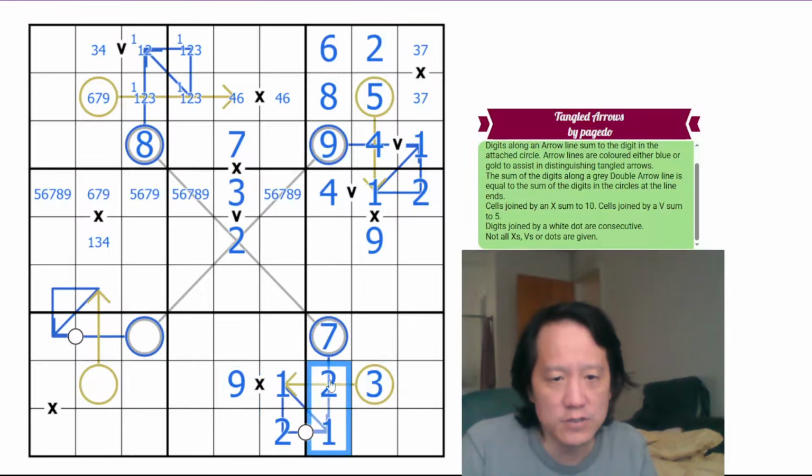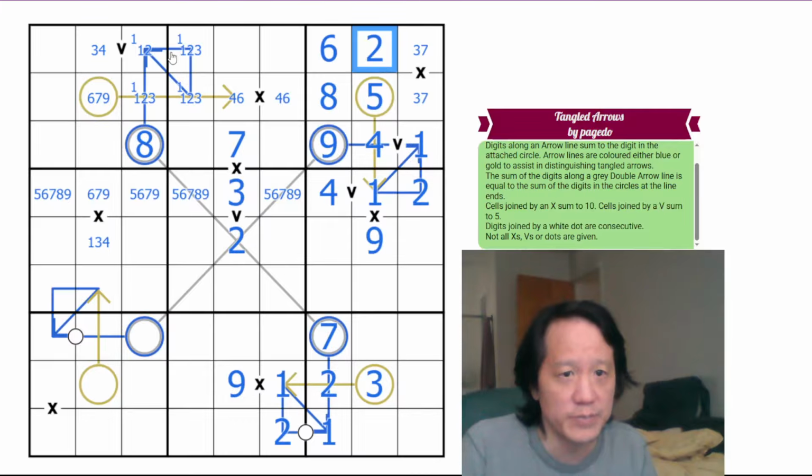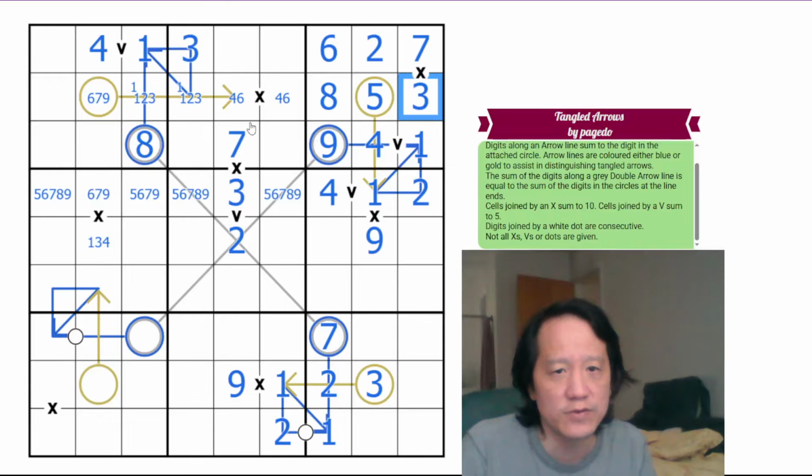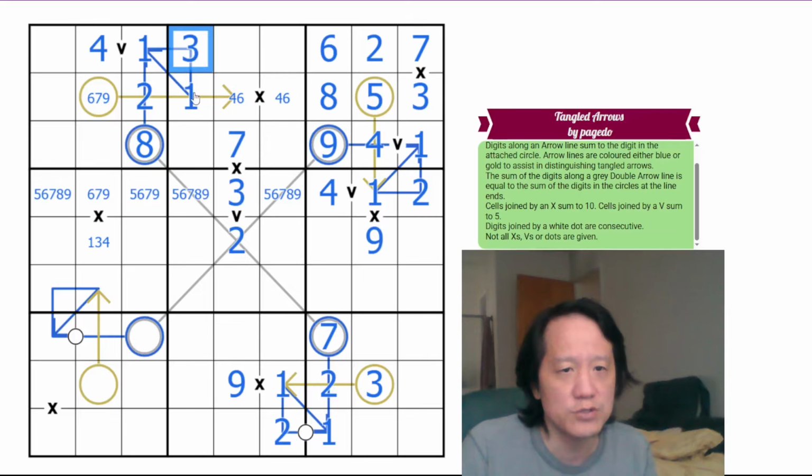So again, 1, 2, 2, 1, 2, 1, and 1 add up to 7. 2 eliminates 2 here, so this is 1. This can't be 1 or 2, so that makes that 3, which makes this 4. 3 eliminates 3 here, so it's 7, 3. This can't be 1 or 3, so it's 2. This can't be 2 or 3, so it's 1. So then 2 plus 1 plus 3 plus 1 plus 1 adds up to 8, which is correct.